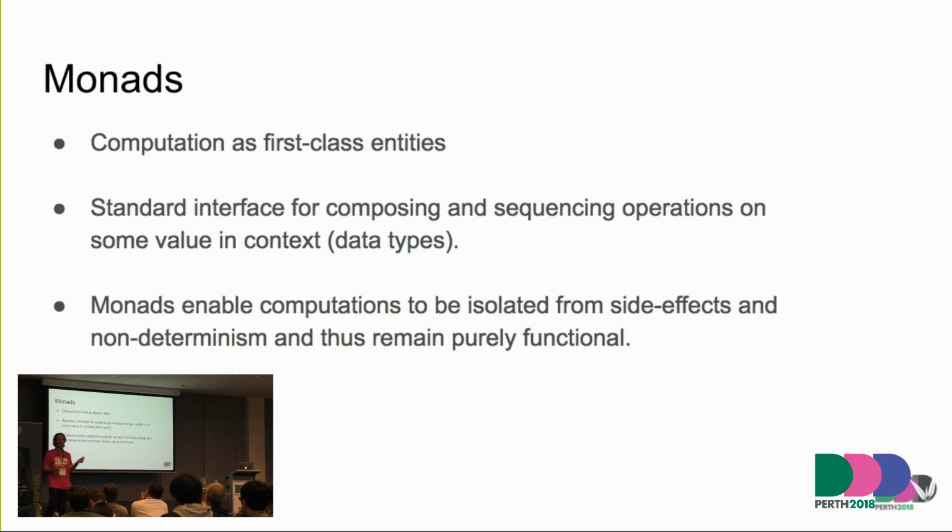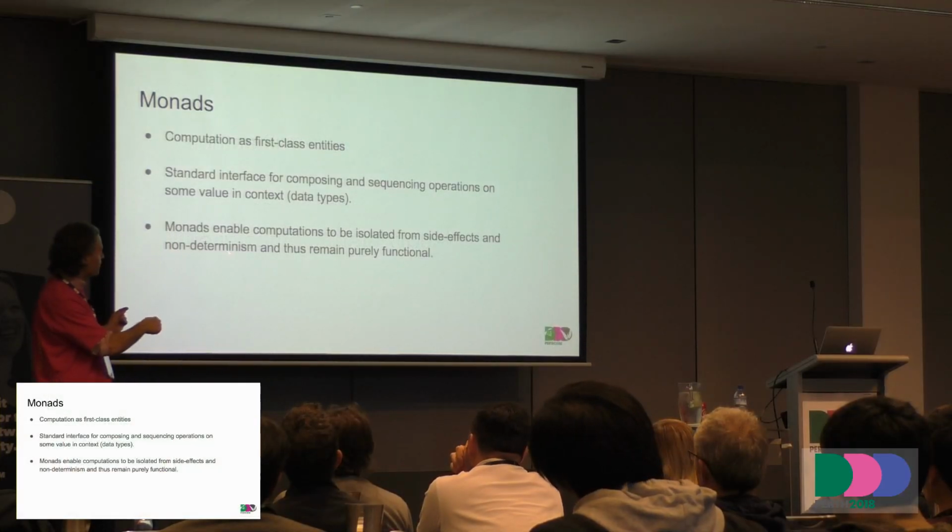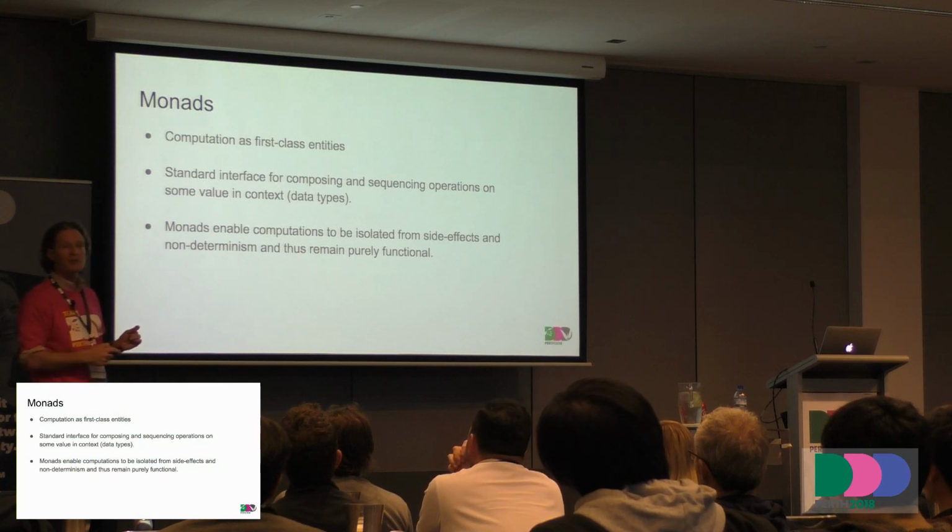Remember I said that functional programming languages are not about sequencing the recipe and doing this after that. But sometimes we need to sequence things. For example, input and output. You don't want to read the input after you've written the output. You want to do it the other way around. So we need to sequence some things in our program, and monads can help us do that. Monads also, and this is a big one, hang on to your hats, enable computation to be isolated from side effects and from non-determinism, and thus remain purely functional.